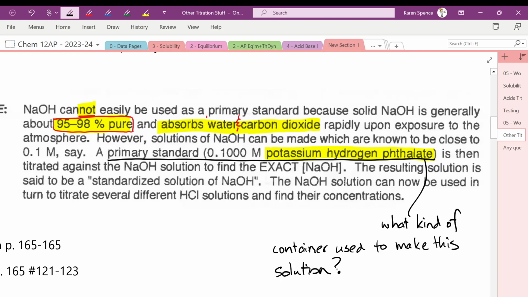This is going to be on the AP exam. I almost guarantee there's going to be some sort of question that needs you to know how to make a solution. It might only show up in the multiple choice. You might get lucky and be able to just pick one from a list, but it might show up in the written response. We want it to be very precise and very accurate, right? Because we're making a primary standard.